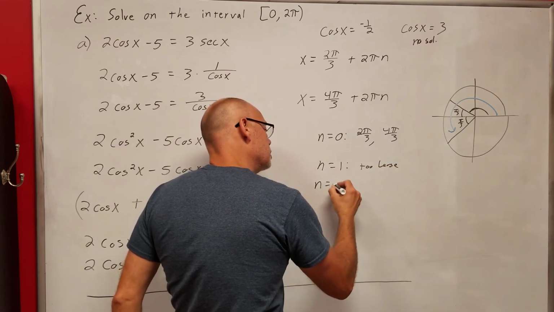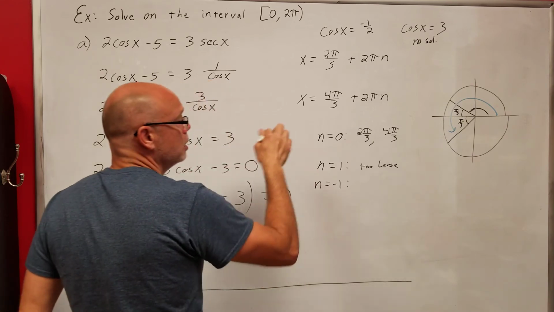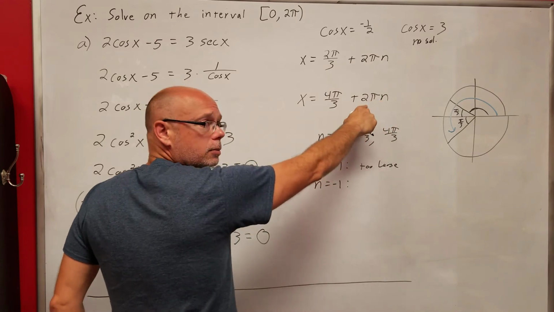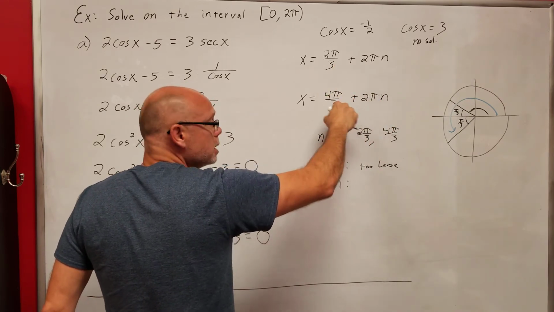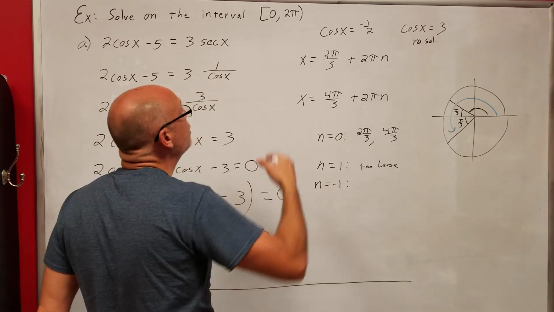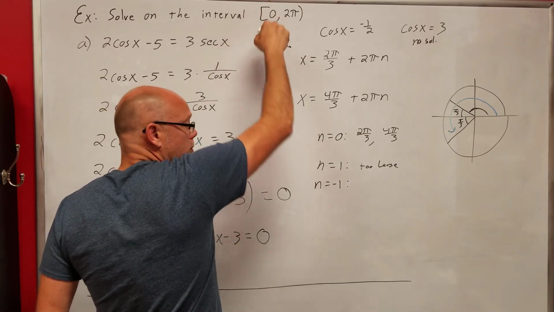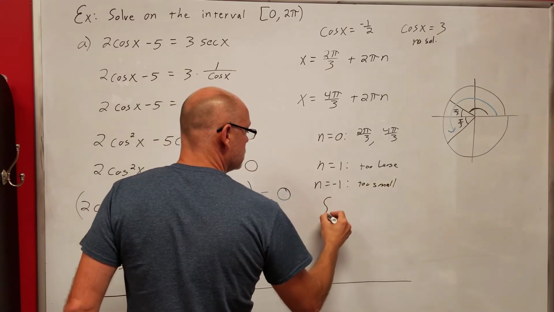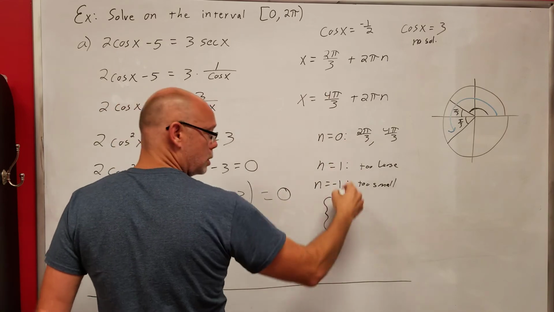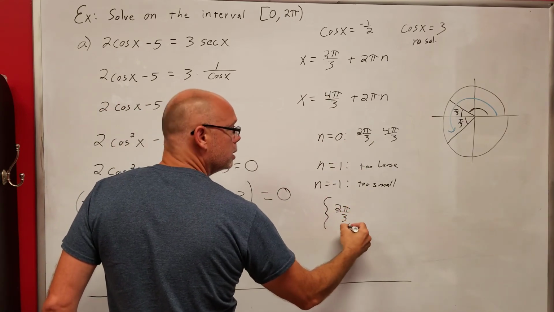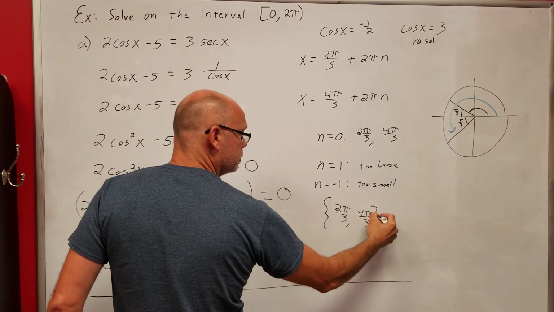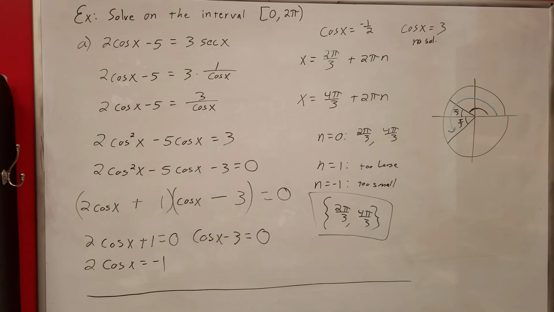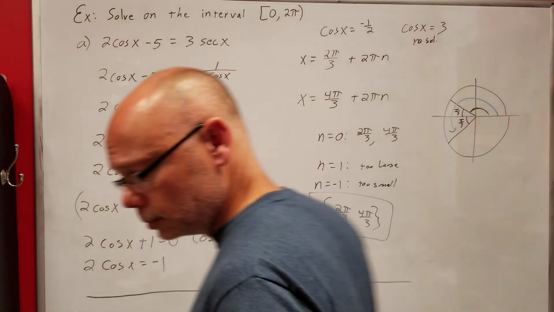What about when n is equal to negative 1? If n is negative 1, then I get negative 2 pi here and negative 2 pi there. In both cases, if you add this number to a negative 2 pi, you get a negative number, which is on this side of this interval. So those are too small. So what's my solution set here? 2 pi over 3 and 4 pi over 3.